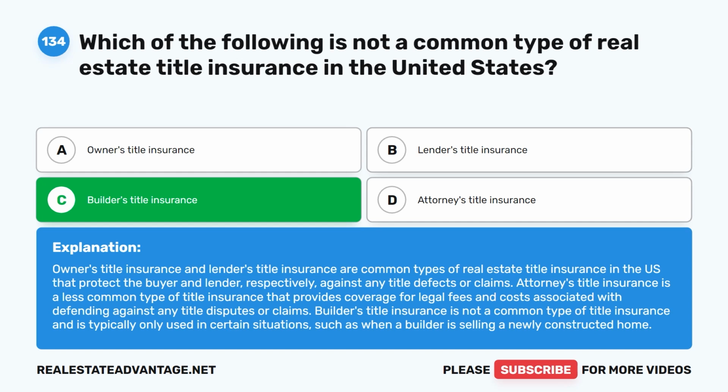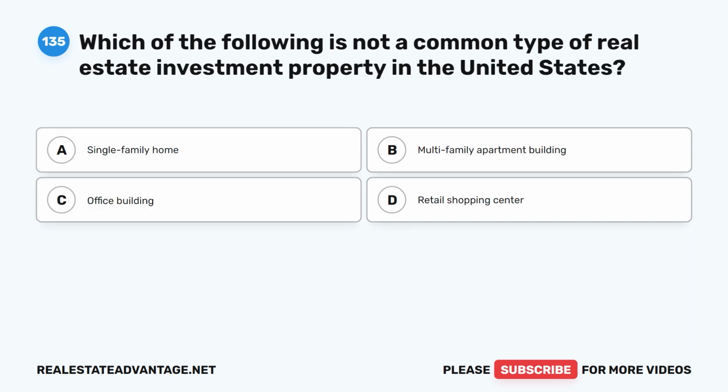Attorney's title insurance is a less common type of title insurance that provides coverage for legal fees and costs associated with defending against any title disputes or claims. Builder's title insurance is not a common type of title insurance and is typically only used in certain situations, such as when a builder is selling a newly constructed home. Question 135. Which of the following is not a common type of real estate investment property in the United States?